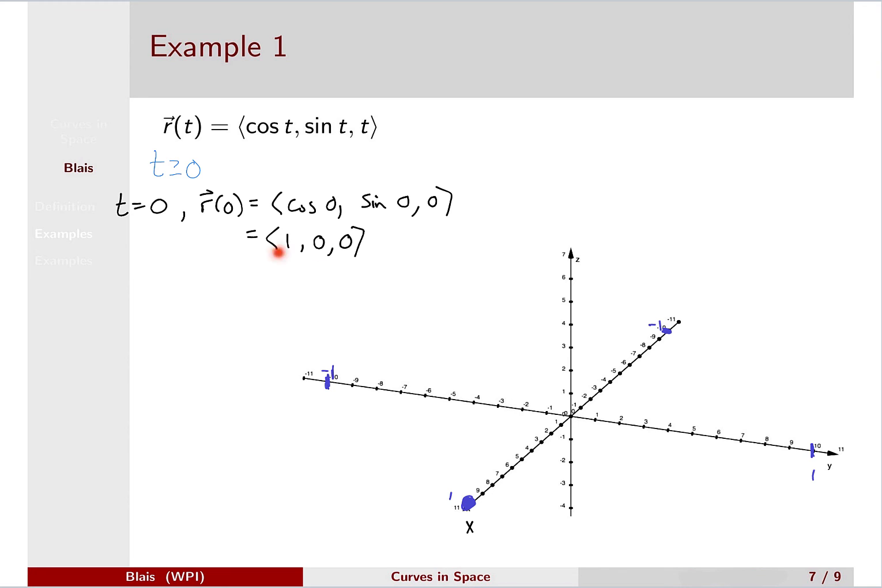But before we continue to try graphing other points, let's note something about this. The x-coordinate is cosine of t, and the y-coordinate is sine of t. So note that if we take x of t and square it, and to that we add y of t squared, that's cosine squared t plus sine squared t, which we know is 1.